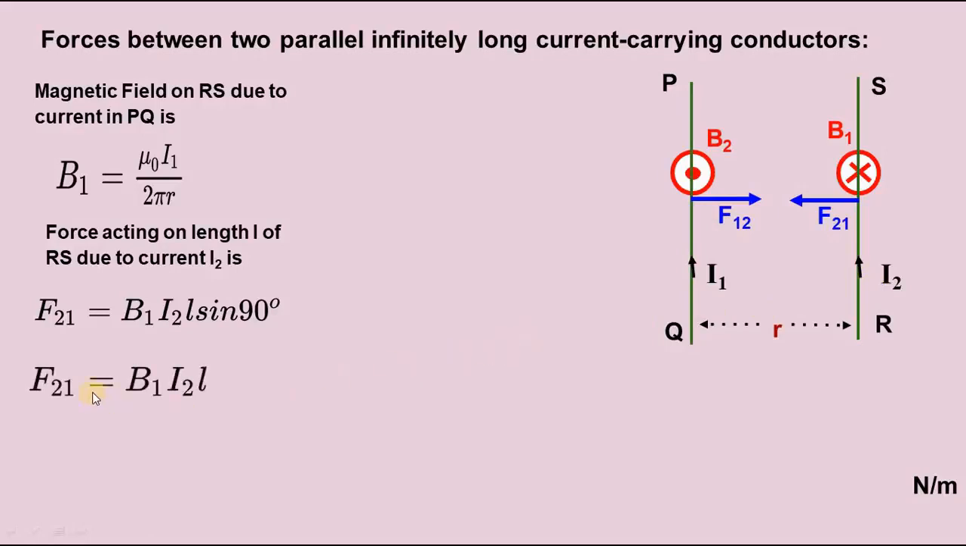Therefore, F21 is equal to B1 I2 L. The direction of F21 is given by Fleming's left-hand rule, and it is found to be horizontally towards the left as shown in this figure. Substituting for B1, we get F21 equal to mu0 I1 I2 L by 2 pi r.